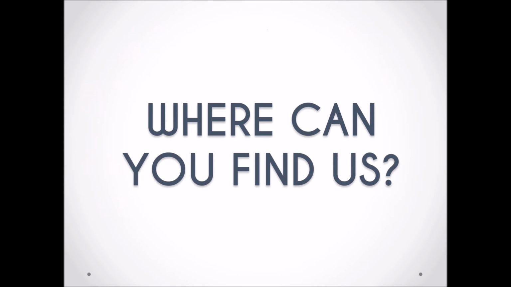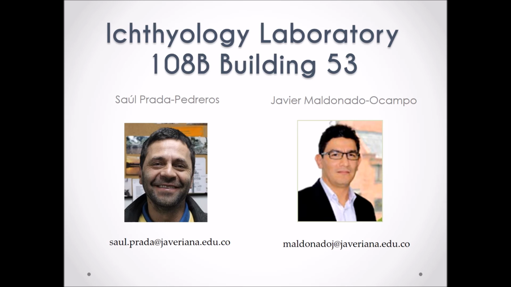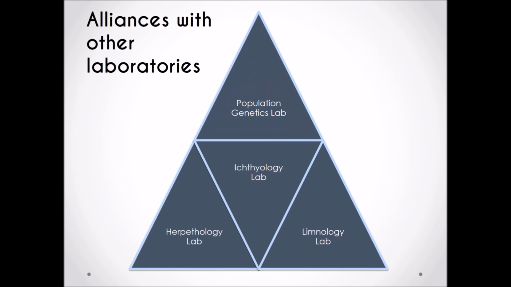Where can you find us? We are in the Ichthyology Laboratory 108B in Building 53. Our two heads are Saúl Prada Pedreros and Javier Maldonado Campo. We also have alliances with other laboratories like the Population Genetics Lab, the Herpetology Lab, and the Limnology Lab, among others.